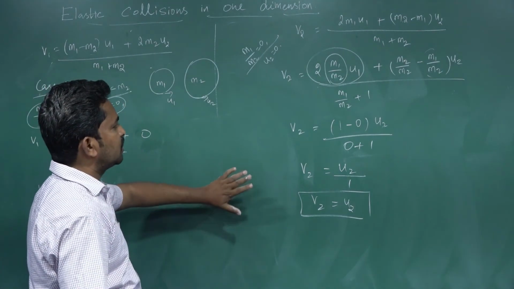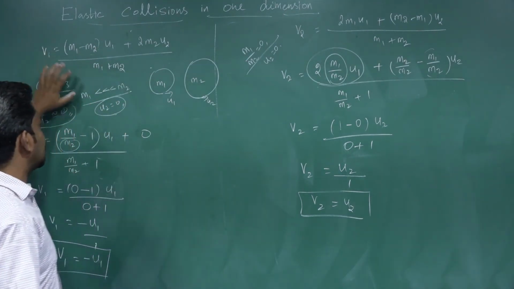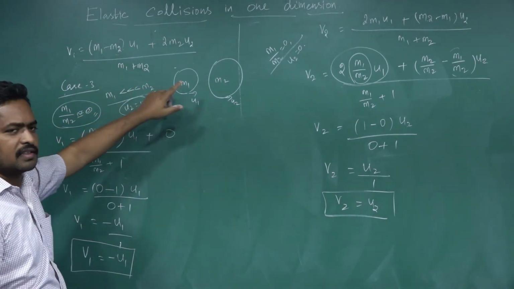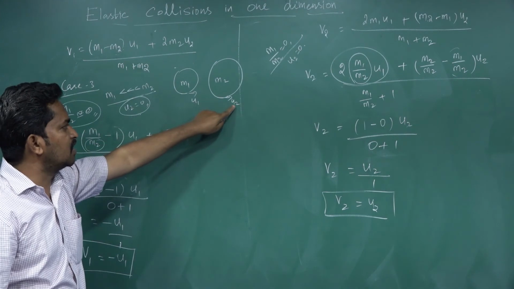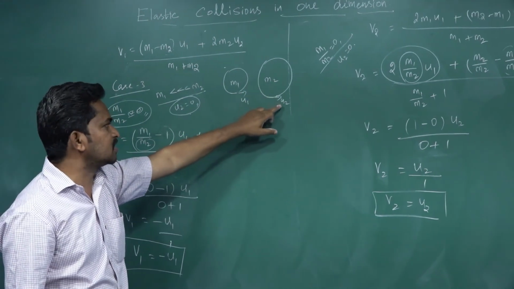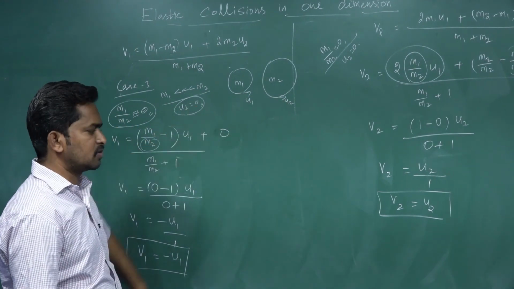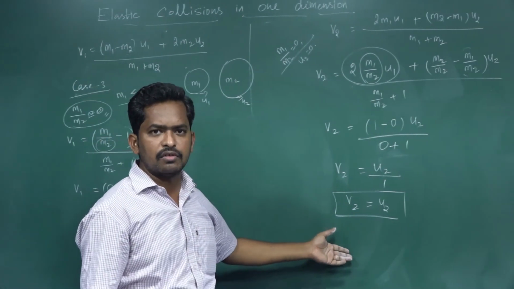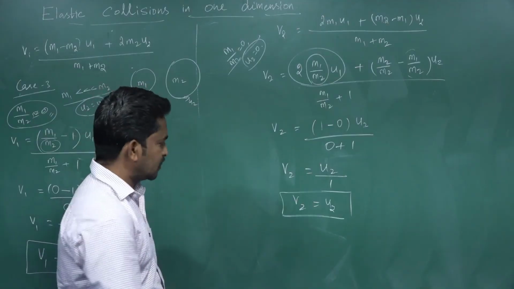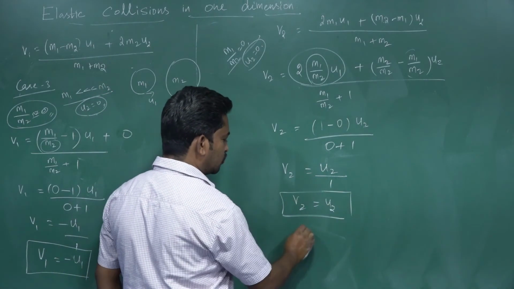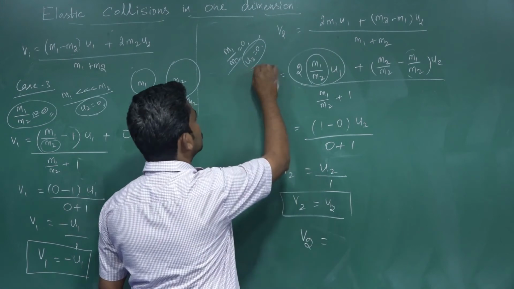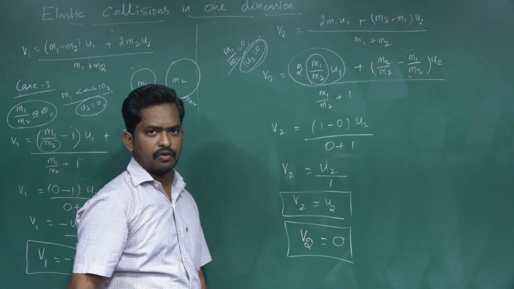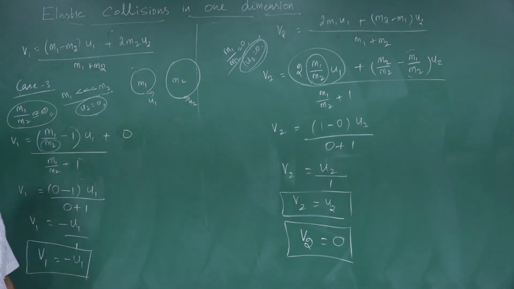So this is case 3. What is the condition? M1 is very, very much less than M2, and the target velocity is also 0. The second object is at rest, so the second object's velocity is equal to 0. What happens? V1 is equal to minus U1, and V2 is equal to U2. Since U2 is the rest condition, U2 is equal to 0. So V2 is equal to 0, and V1 is equal to minus U1.